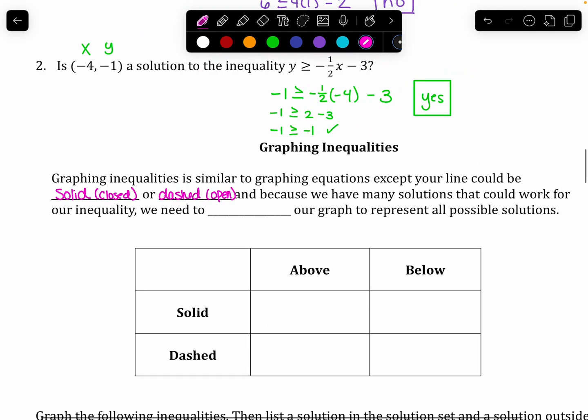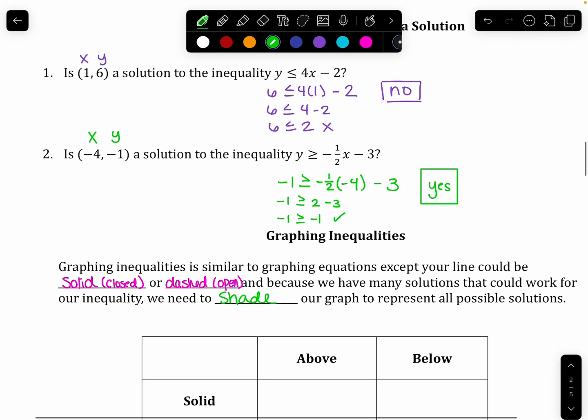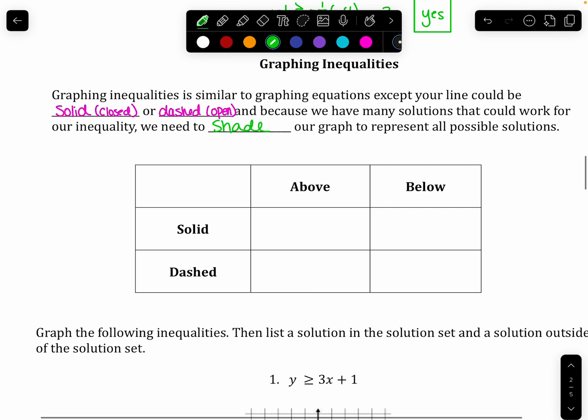And because we have many solutions that could work for our inequality, we need to shade our graph to represent all possible solutions. So remember, up here we had open and closed circles and we had shading to represent our solutions. Two variable inequalities are going to do the same thing. Instead of having an open circle or a closed circle, we have a solid line or a dashed line, but then again we have to shade.